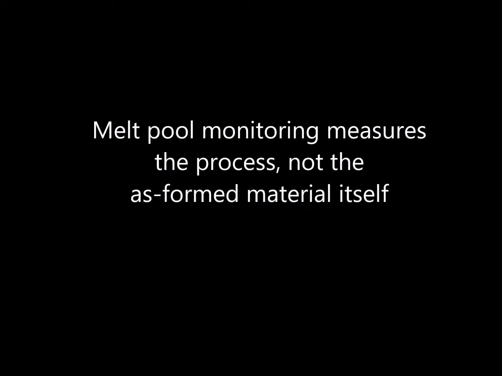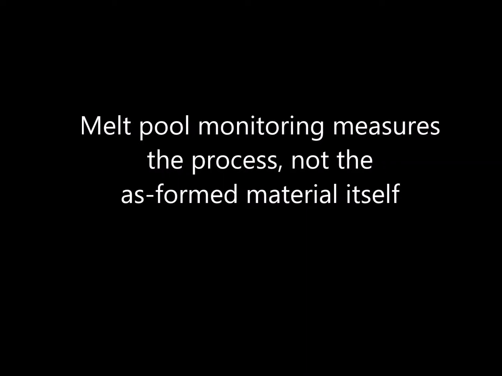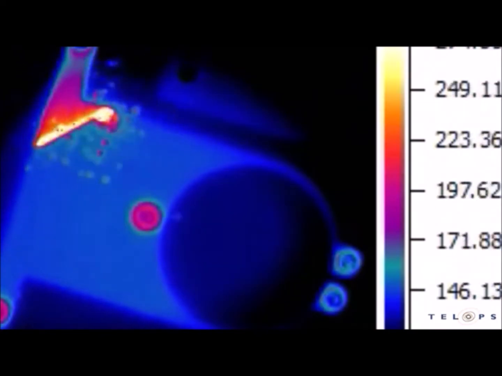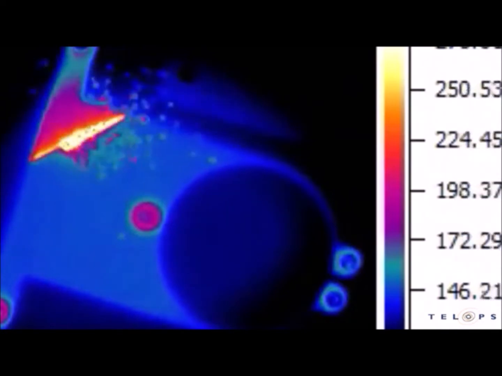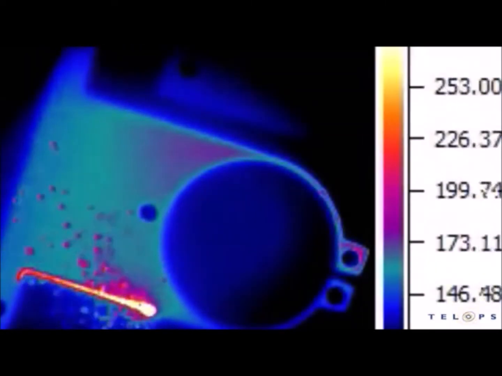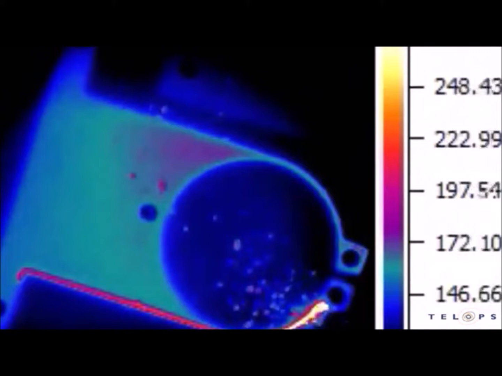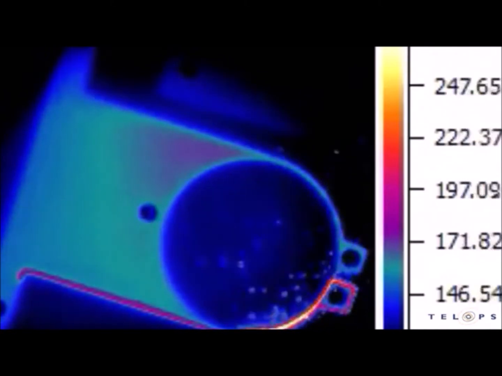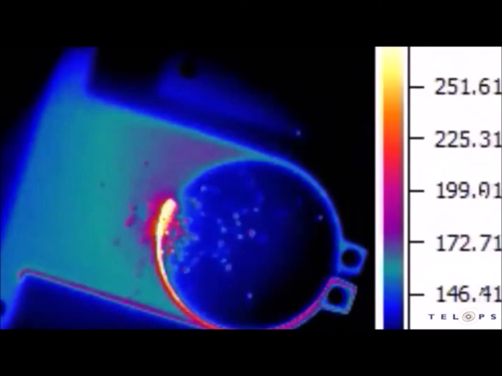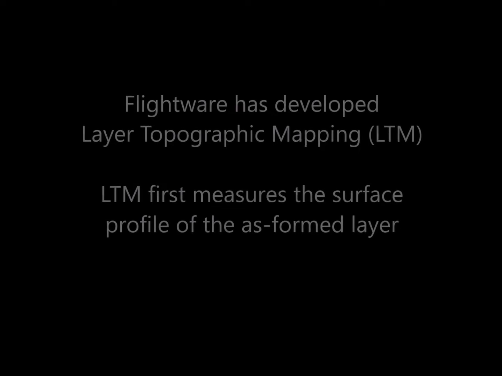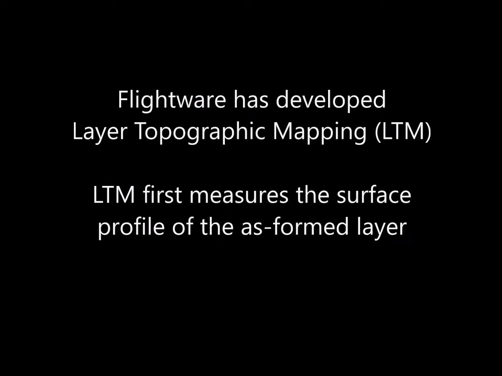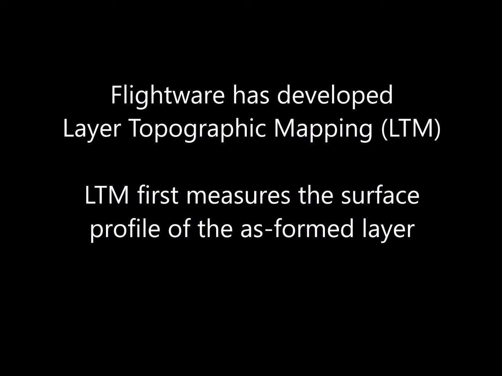To better understand the quality of the as-formed layer, some systems use melt pool monitoring. Here, process parameters like the melt temperature are recorded during the process. This is useful as the quality of the as-formed melt layer depends, in part, on process parameters. However, it's important to recognize that this is an indirect measure of the as-formed metal layer quality, which also is affected by other factors.